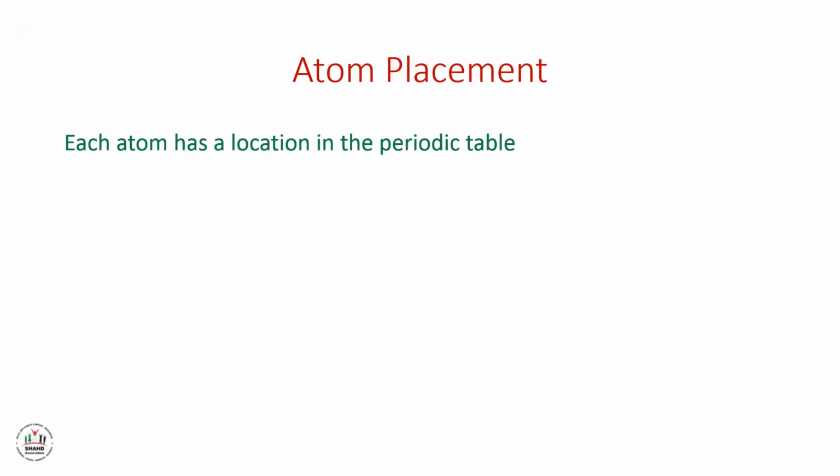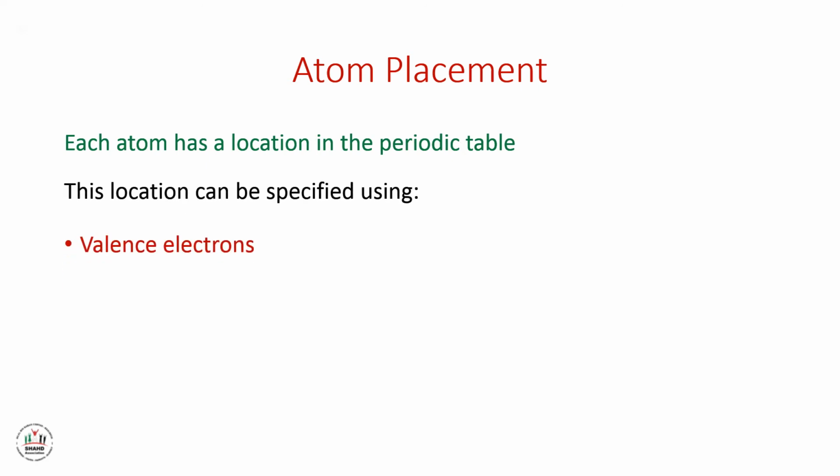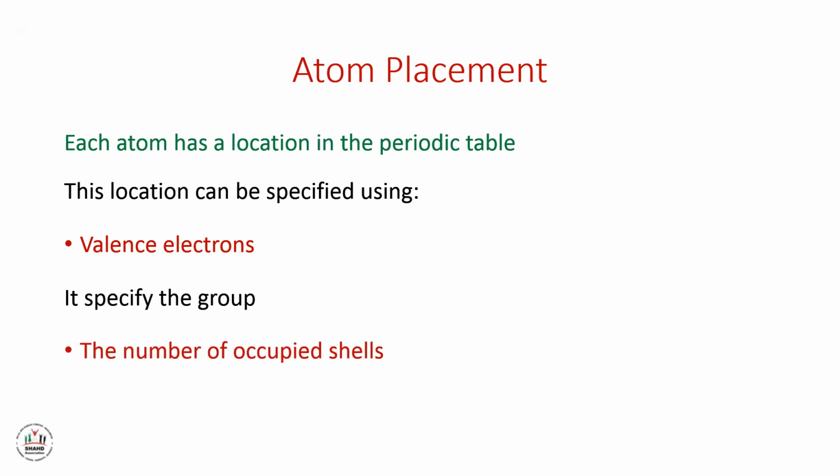How can we specify the atom placement in the periodic table? Each atom has a location in the periodic table. This location can be specified using the valence electron. The valence electron helps specify in which group the element belongs. Second, the number of occupied shells. The number of occupied shells specifies the row or the period the element belongs to.